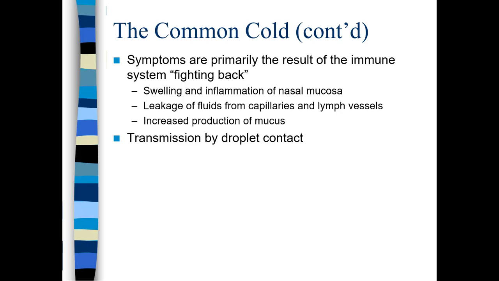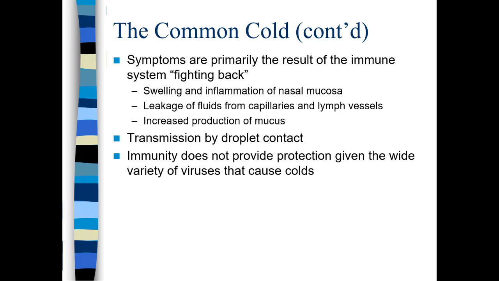Transmission is by droplet contact. So you can exchange droplets through not covering your cough or sneeze, through talking. You can also get droplets on your hands and exchange these by fomites. And since there are so many different varieties of colds and cold viruses, it's not like chickenpox or the measles where you get it once and you're immune. Because there's just such a wide variety of viruses, yes, a cold will give you immunity to that type of virus, but you are susceptible to getting infected by different types of cold viruses.